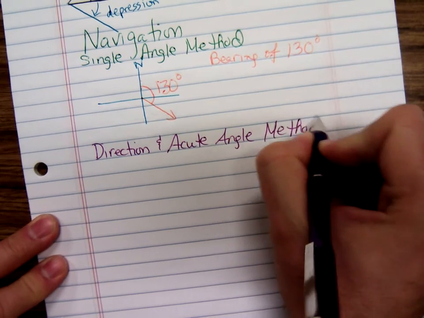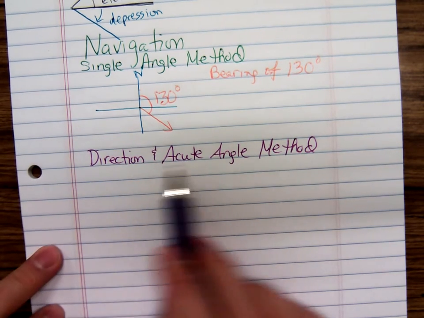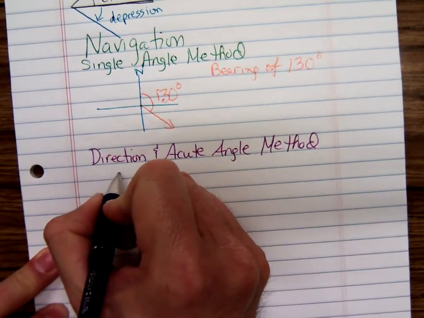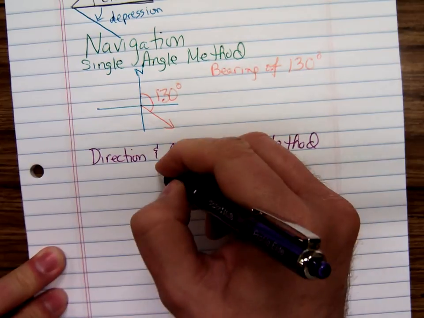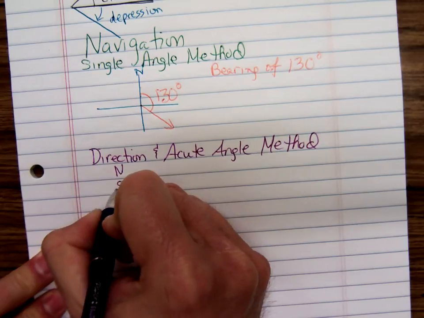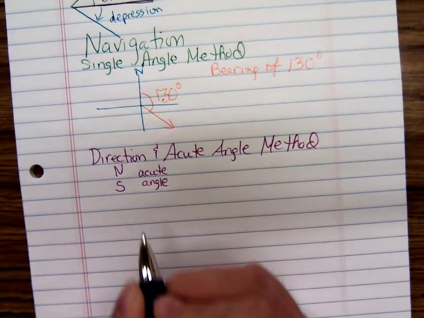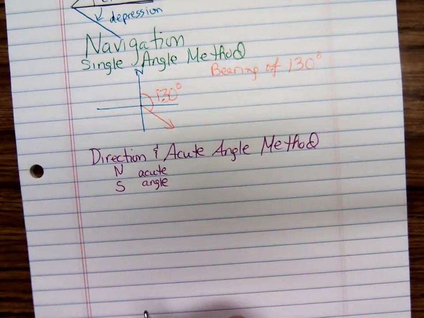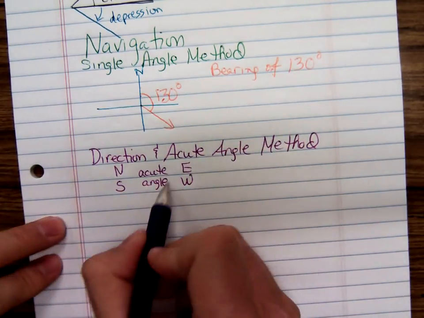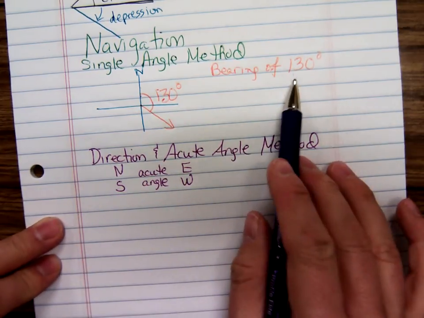With the single angle method, you always start measuring at due north. With this other measuring method, you start off by telling, okay, do you start at north or south? North or south, followed by an acute angle. An acute angle is one that's less than 90 degrees, and then east or west. This angle here will always be smaller than 90 degrees. You can't have an angle of 130 degrees with this method.